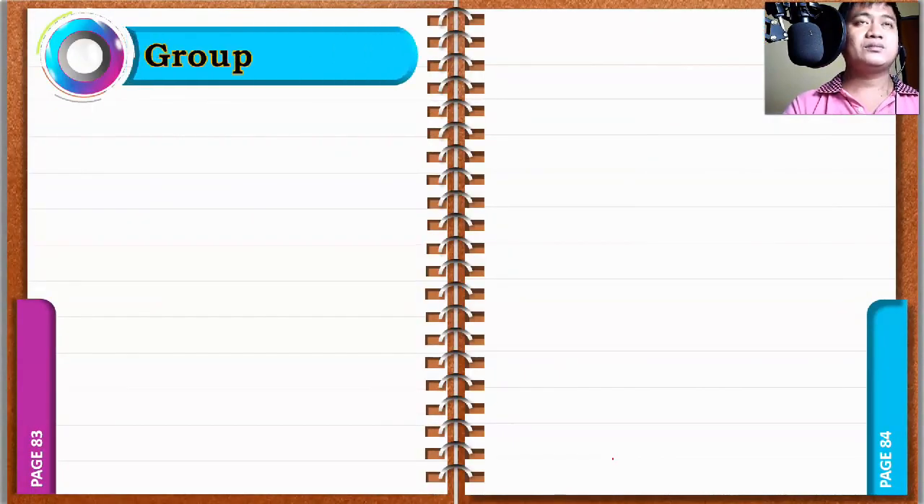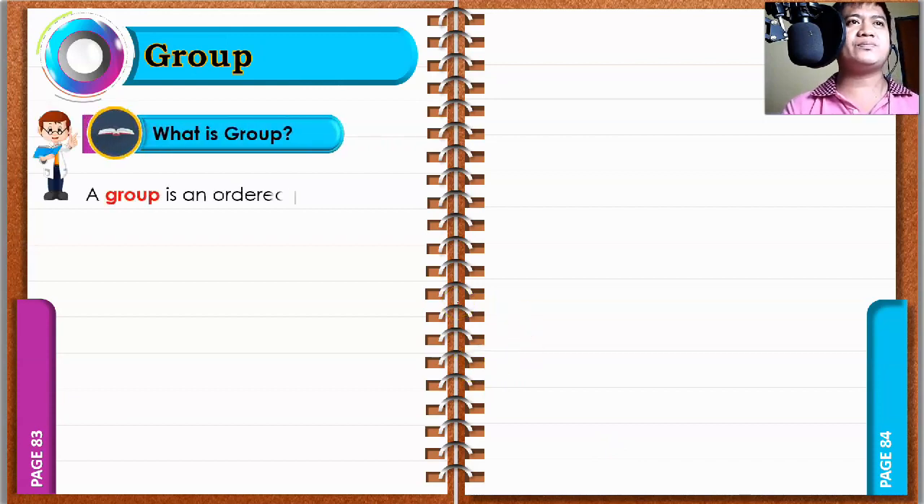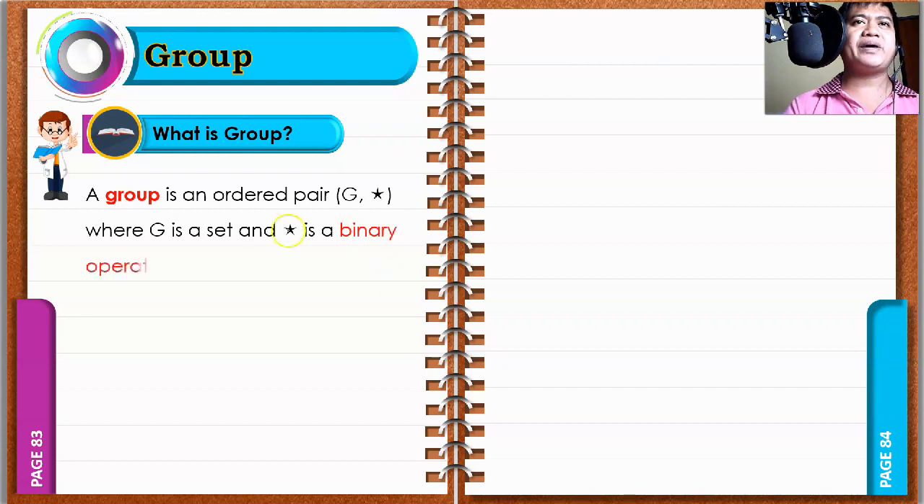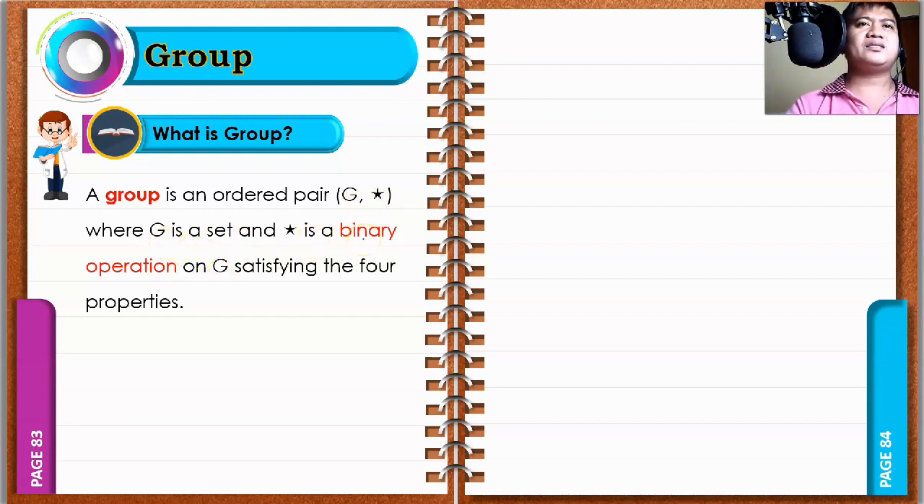Now, let's formally define a group. So what is a group? A group is an ordered pair (G, star), where G is a set and star, as we defined earlier, is our binary operation on G.